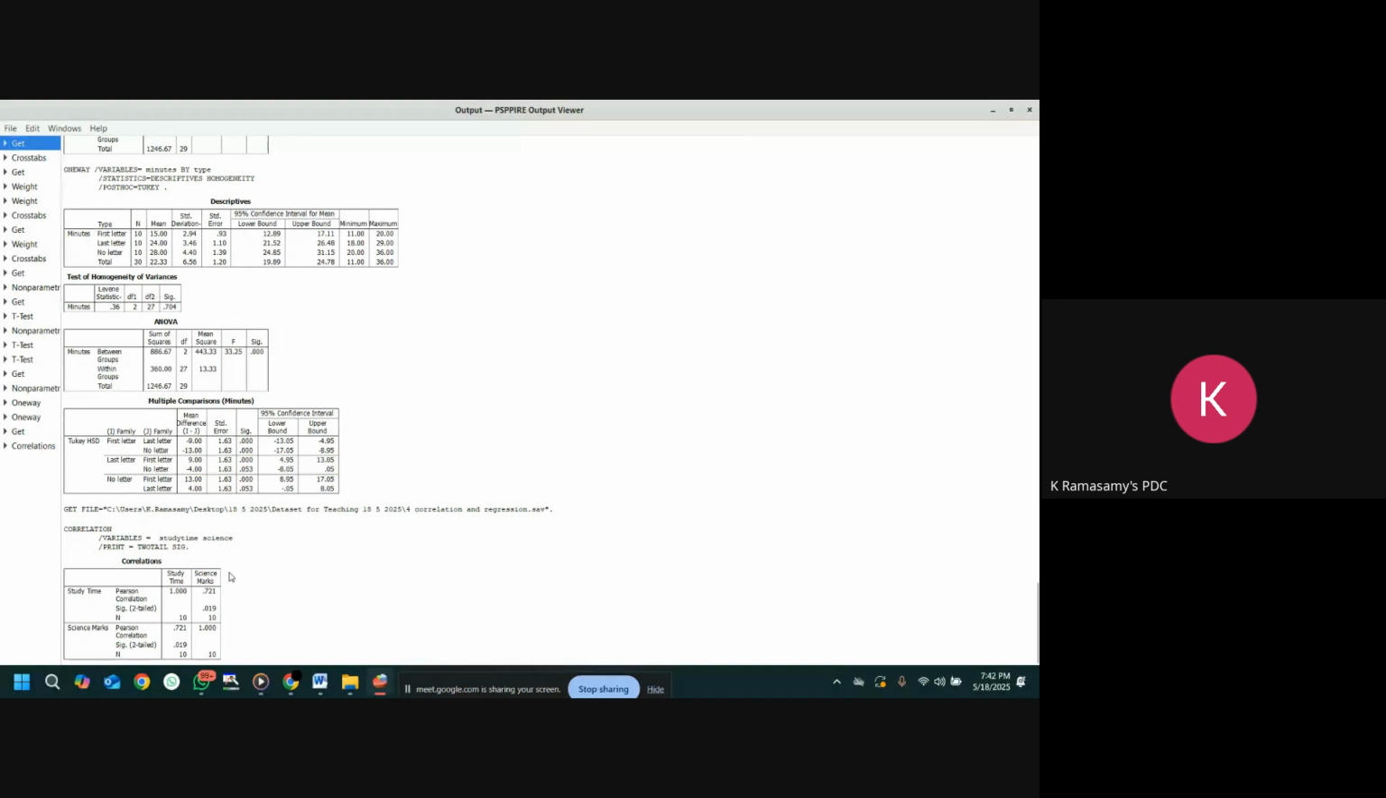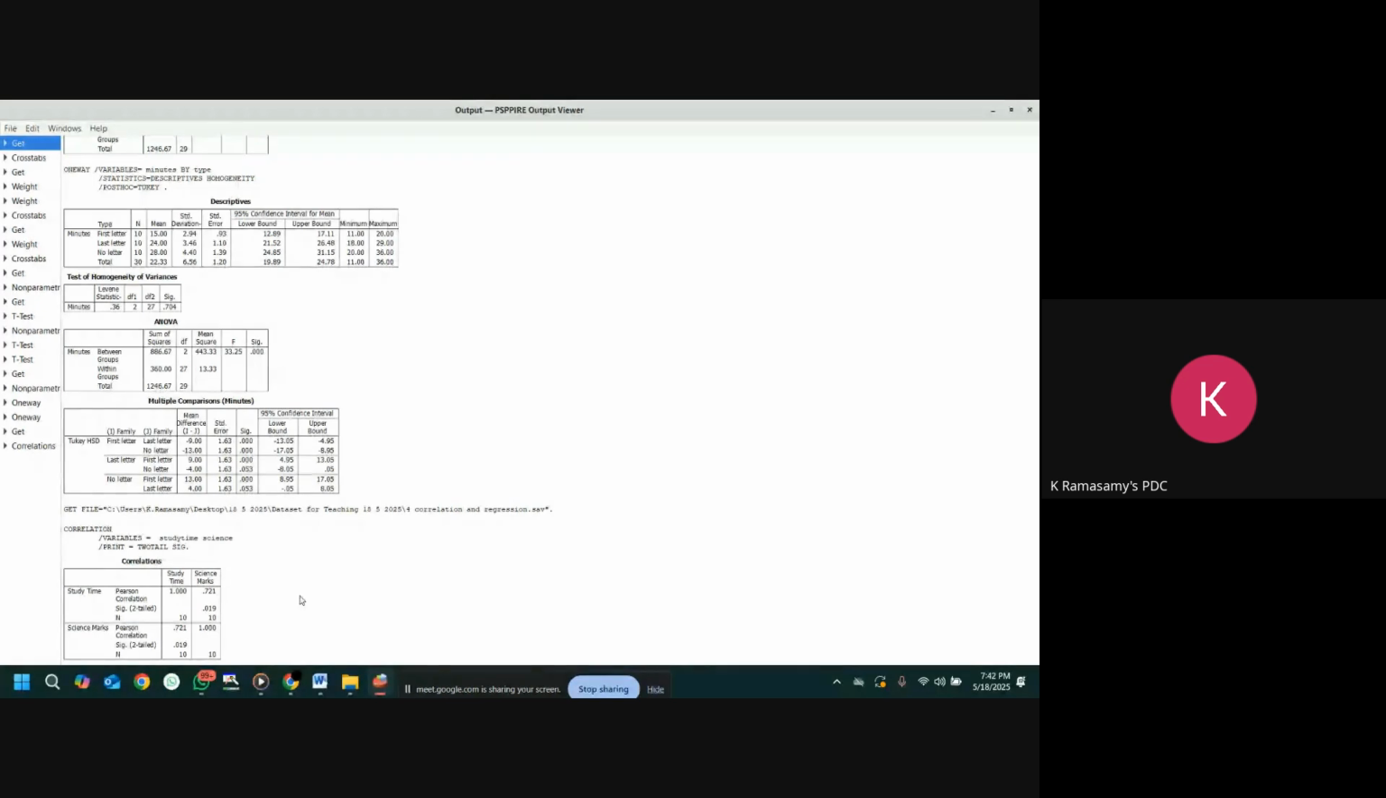But how to prove it statistically? Just see the sig value. The sig value is 0.019. Whether you see it here or here, both give the same answer, 0.019. Is it less than 0.05? Yes, it is less than 0.05. It means that the null is rejected and the alternative is accepted. It means there is a significant correlation between study time and science mark, and the correlation is positive.